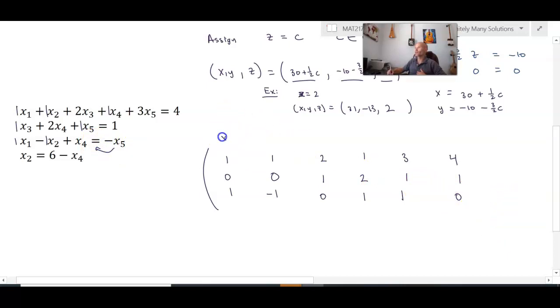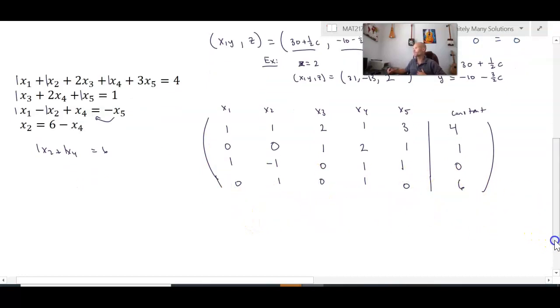Now one thing you might want to do is label these columns so you make sure you're plugging in the correct coefficients. And of course these are the leftover residual constants on the right. And finally, in this last one, we're going to add the x4 over. So we'll have x2 plus x4 equals 6. So x2 and x4 will both have coefficients of 1. Have a 6 over here. And then we don't have an x1, we don't have an x3, we don't have an x5. We have 0 of them.